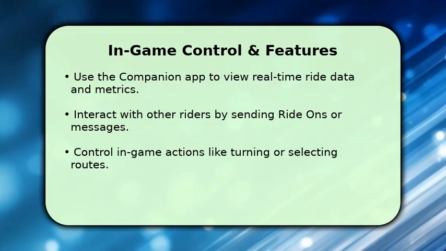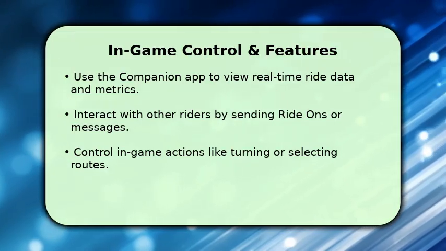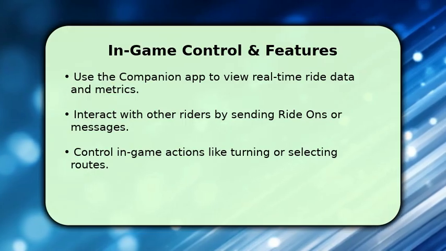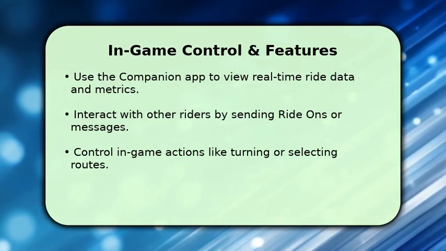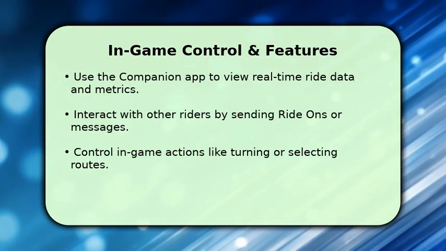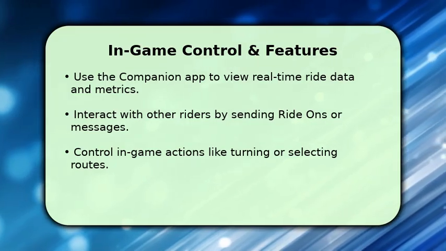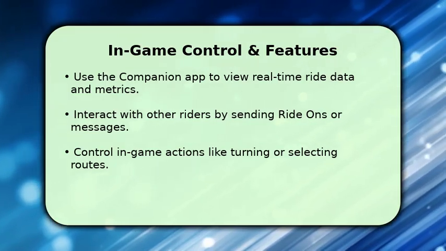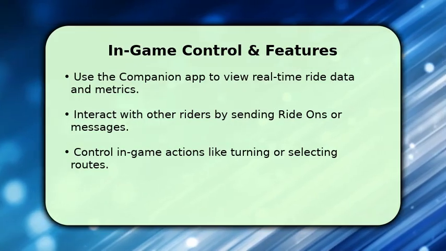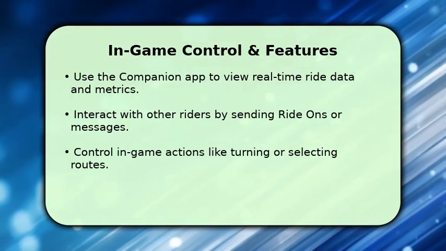With your Companion app connected, you gain powerful control and insights during your ride. You can view real-time ride data, including your speed, power output, and heart rate, all at a glance. Interact with other riders by sending quick ride-ons or typing messages directly from your phone.